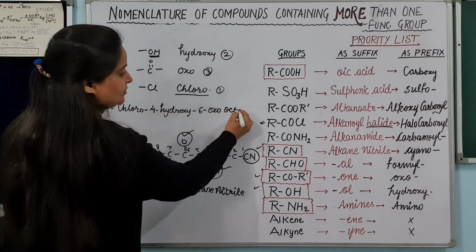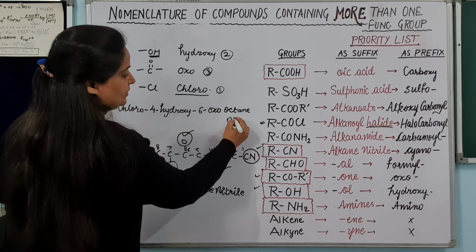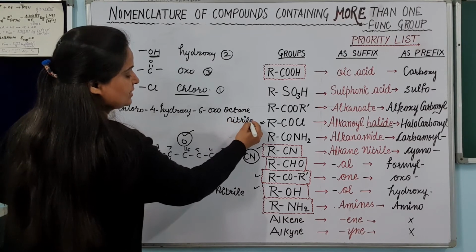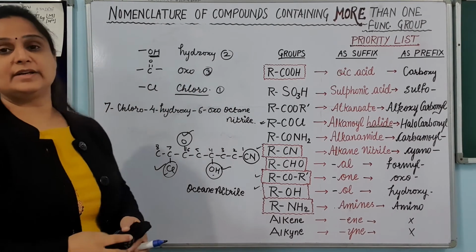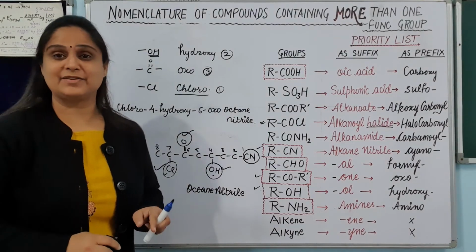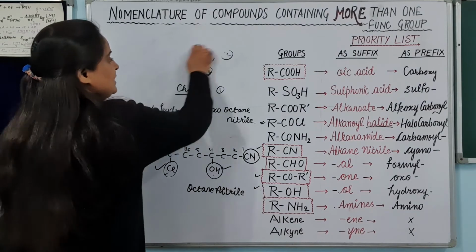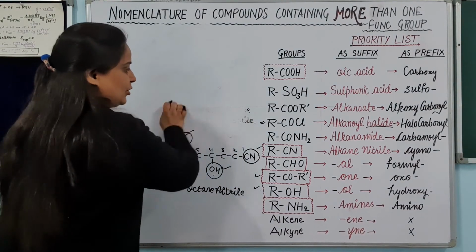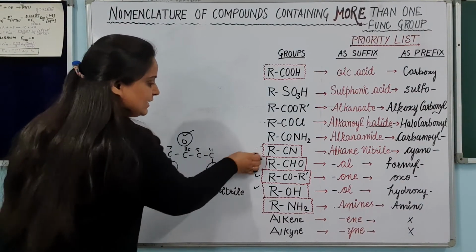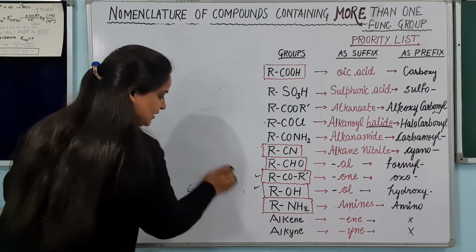Octane nitrile. This will be the pattern. You will write down the names of the compounds this way. I hope you are understanding what's going on. So let's take one more. One more example I am taking, and this time I will include a double bond or triple bond. We will include something, and the rest of the functional groups will also be included.